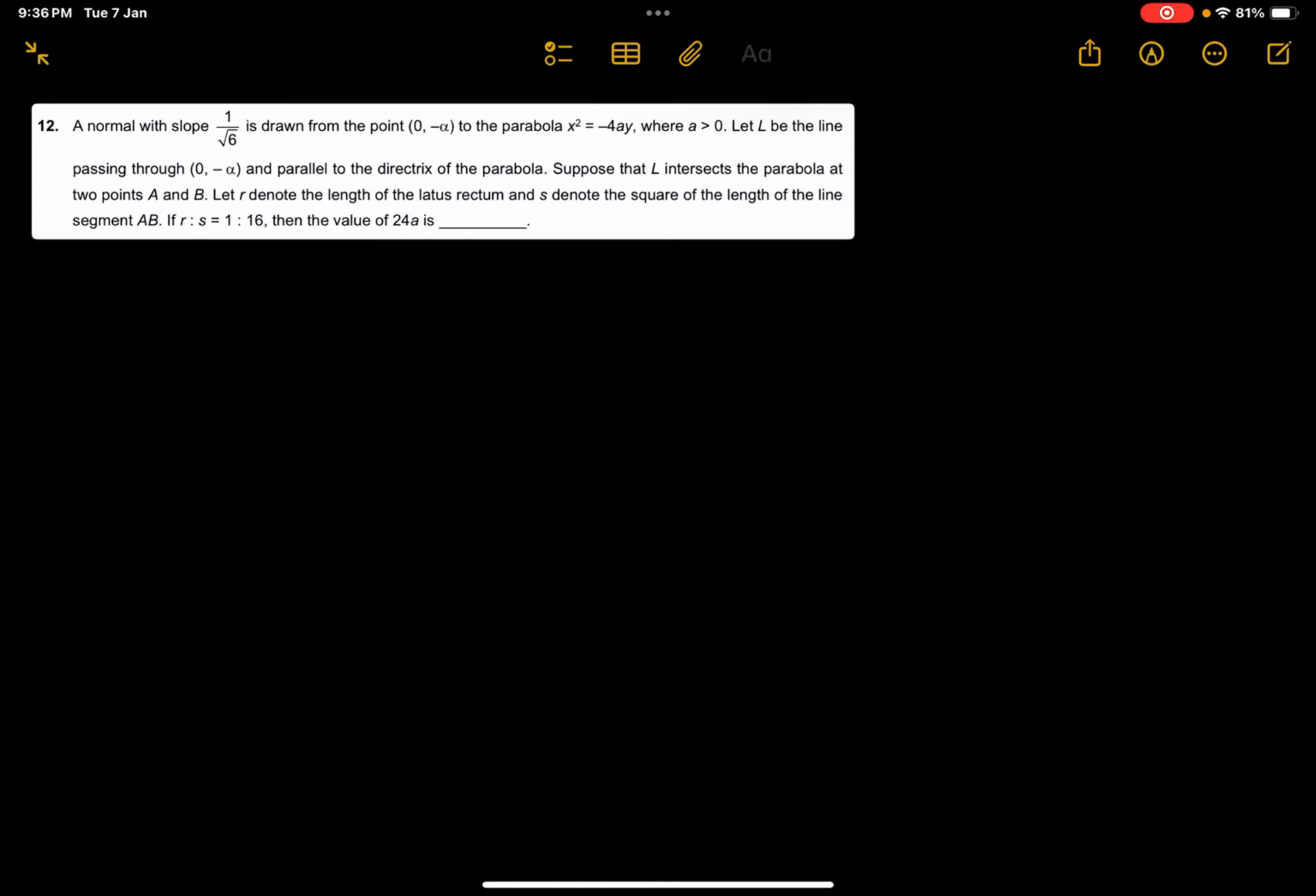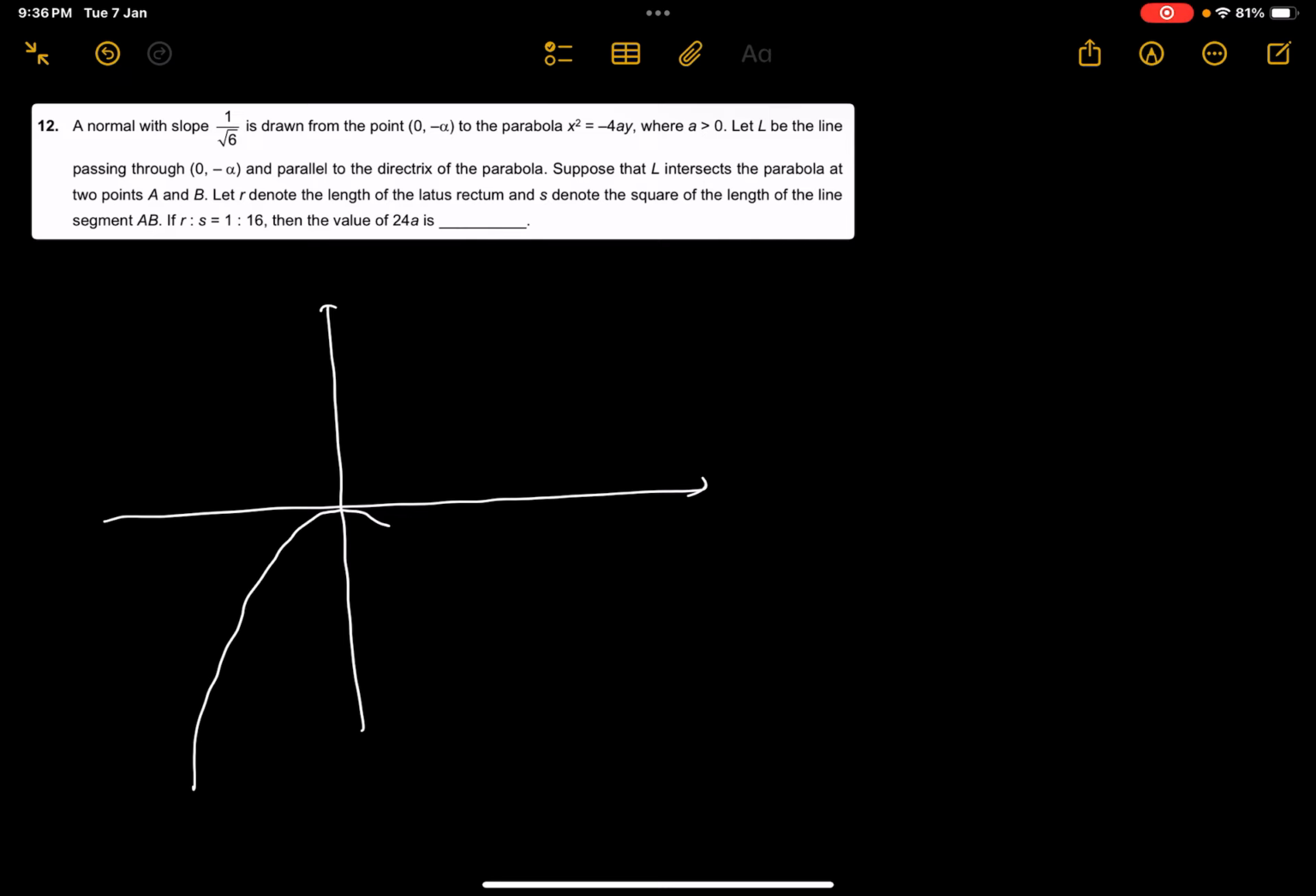So we have a question from conic sections. Let's start with plotting. We have an inverted parabola, symmetric along the y-axis, something like this. It's x squared equals minus 4ay. We are given that a is greater than 0.